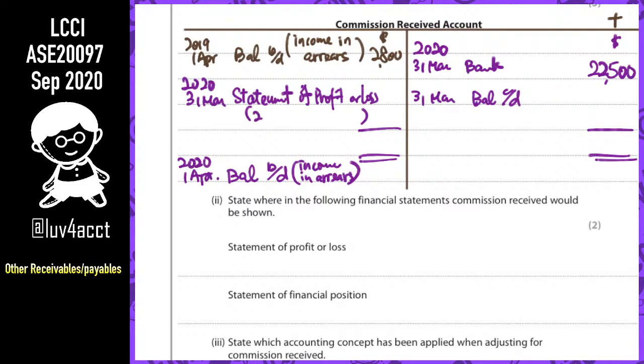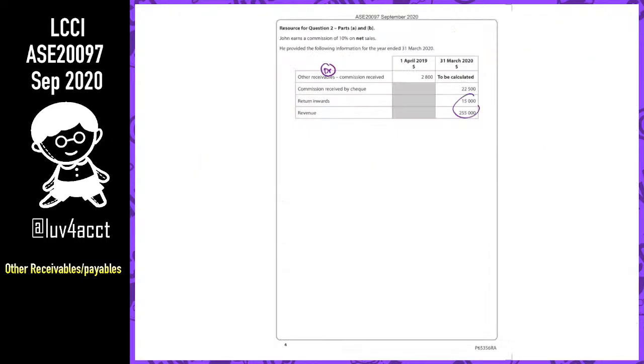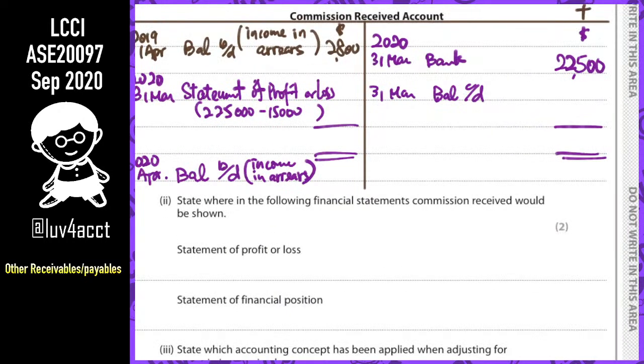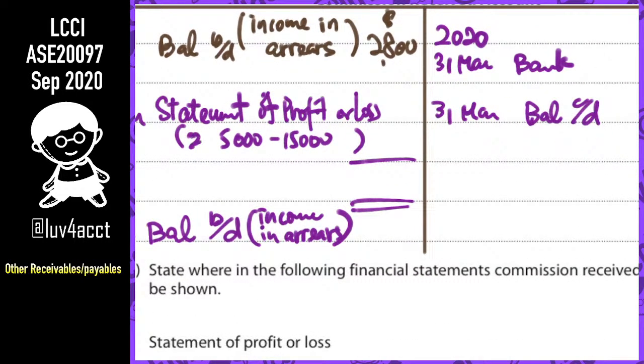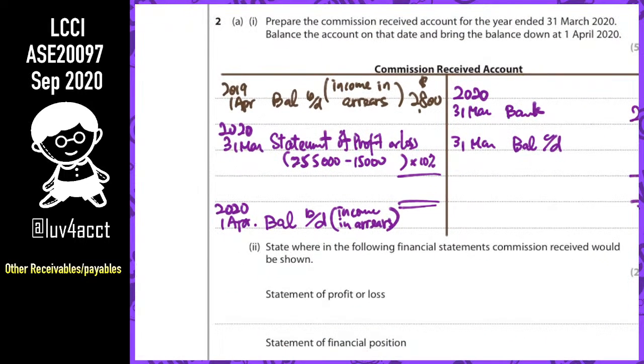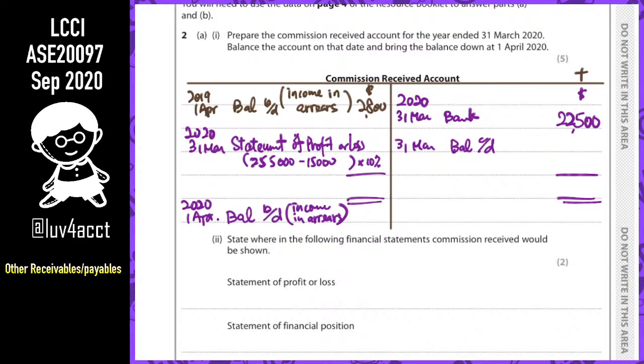So here, 22500, is it 225 15,000? 255 or 225? 255, yes. 255, 15, and then we have 10%. It would be 24,000.